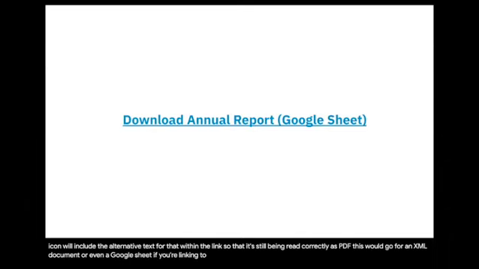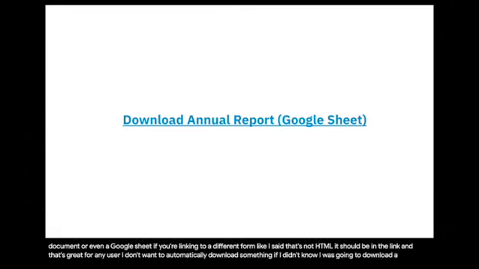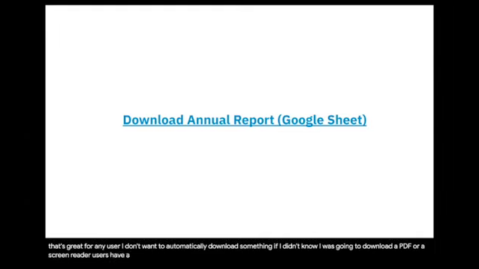If you're linking to a different format, like I said, that's not HTML, it should be in the link. And that's great for any user. I don't want to automatically download something if I didn't know I was going to download a PDF. Or screen reader users have a very difficult time interacting with PDF. So you want to just warn the user that they might need some help to actually explore that content.